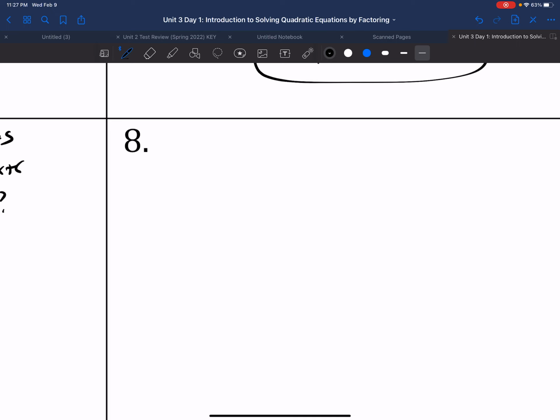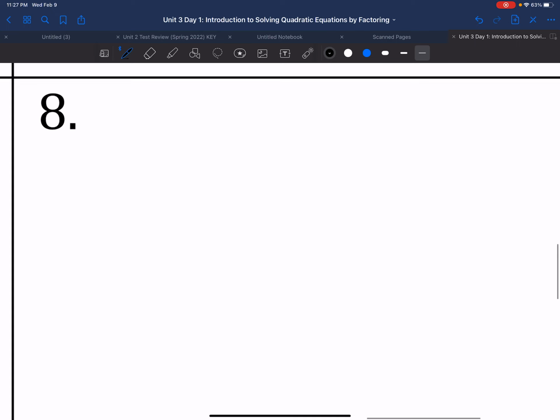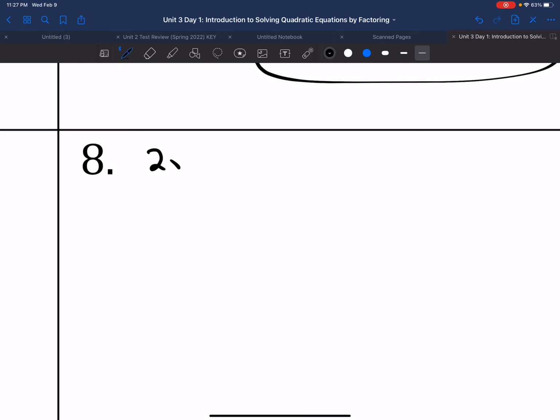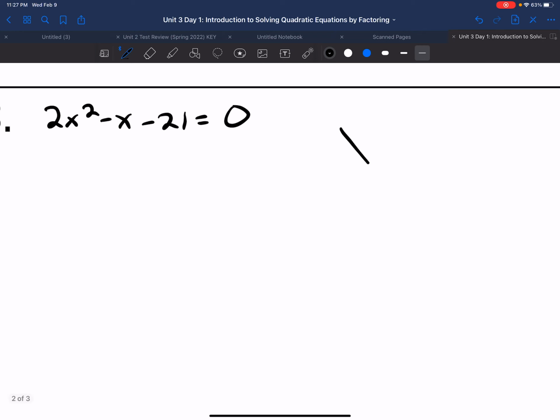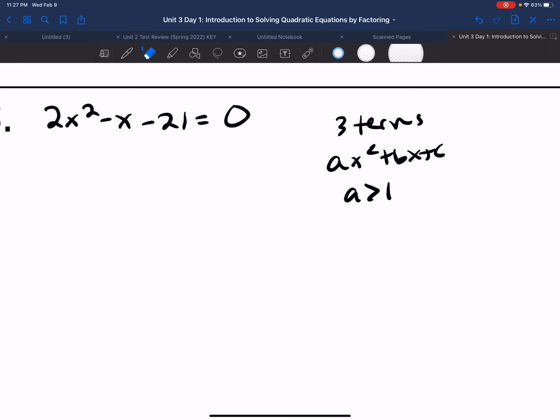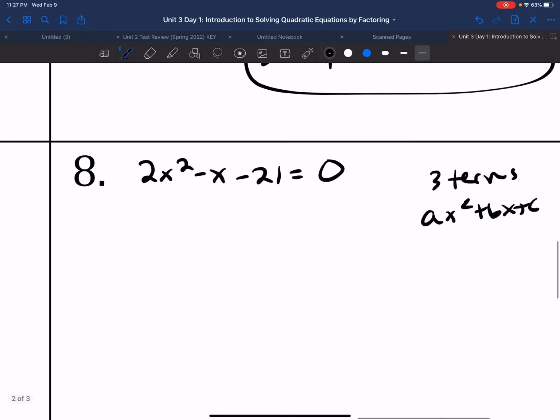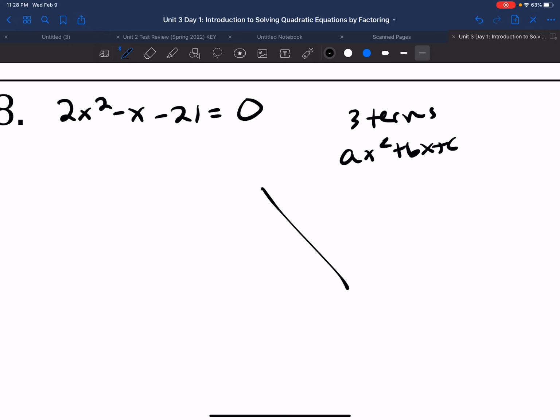Okay, 8. Let's see. 8 is, or number 9. I have 2x squared minus x minus 21, which is equal to 0. So actually, before I say, how many terms are there? There are 3 terms. Is it in the form ax squared plus bx plus c? Yes, a is greater than 1. So, is there a GCF? No. So, I don't have to factor, but I can go ahead and just do negative 21 minus 1.